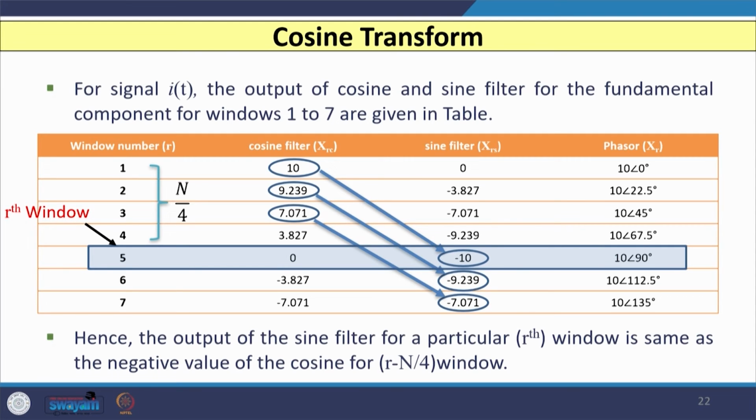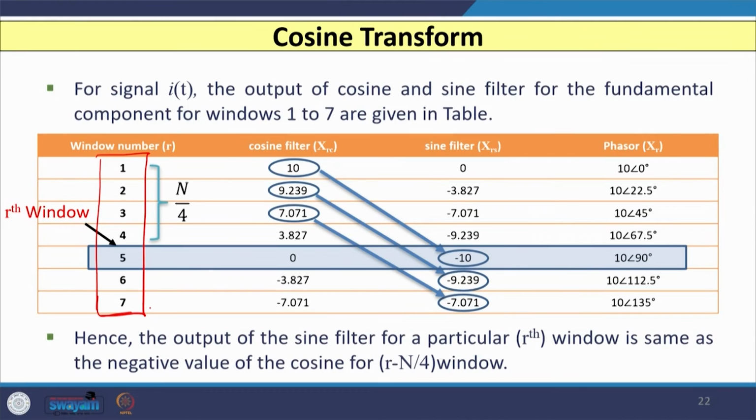What we have discussed, we can also understand by considering this table. In this table, we have considered a signal i(t) with several windows. I have considered 7 windows in total, and each window contains 16 samples, but it is a sliding window. So, one sample value is discarded and a new sample value is available in the next window.